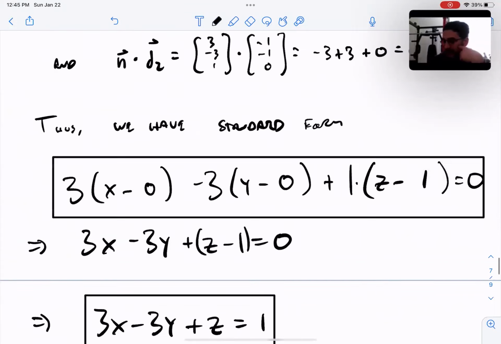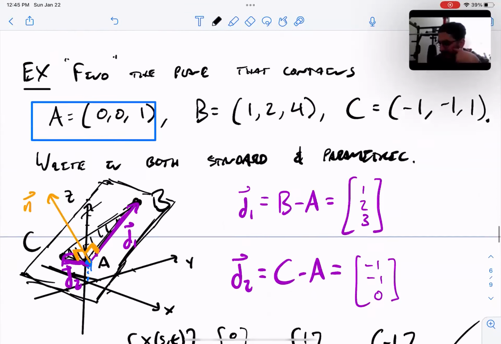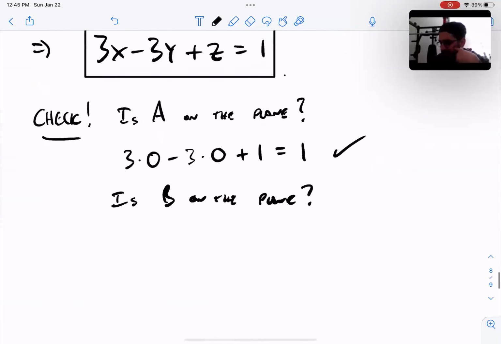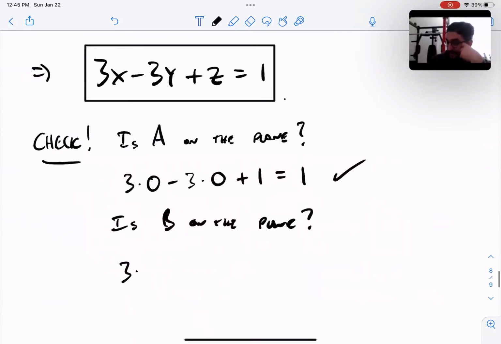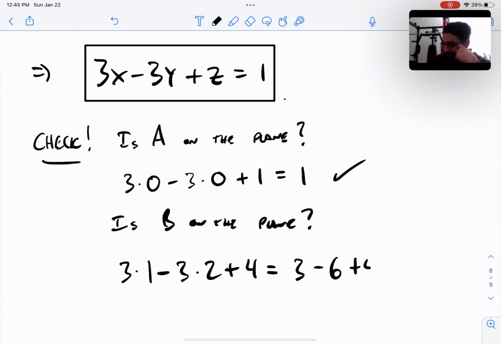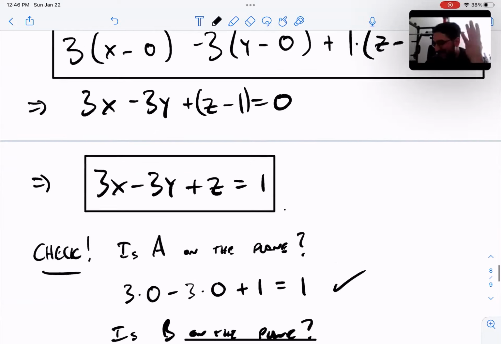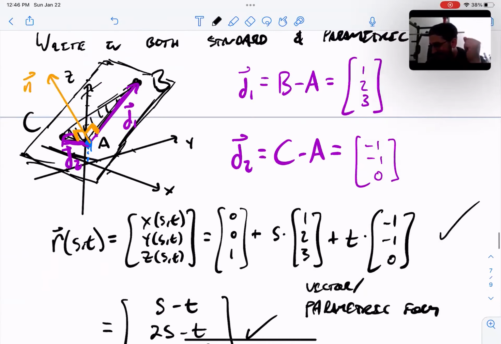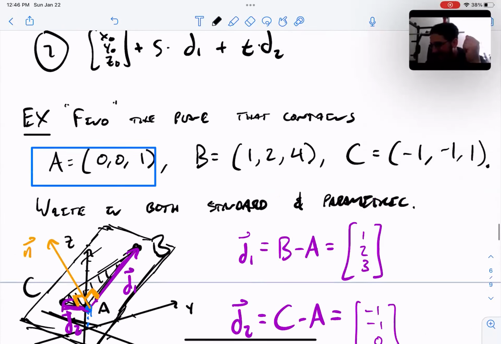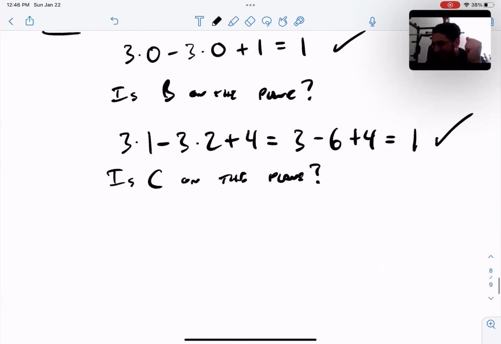Let's see. Oh, I forget what B was. 1, 2, 4. There we go. So B was 1, 2, 4. Let's plug in 1, 2, 4. Yep, 7 minus 6 is 1. Good. C, let's see about C. Is C still in line at Jamba Juice? Is C stuck in traffic? Or is C on the plane? -1, -1, 1. Let's see.